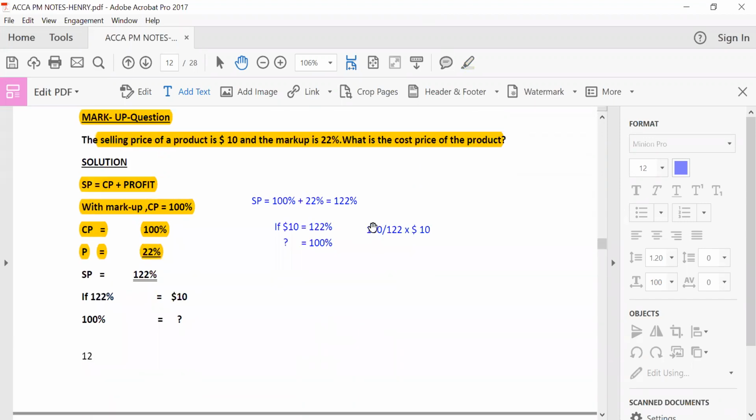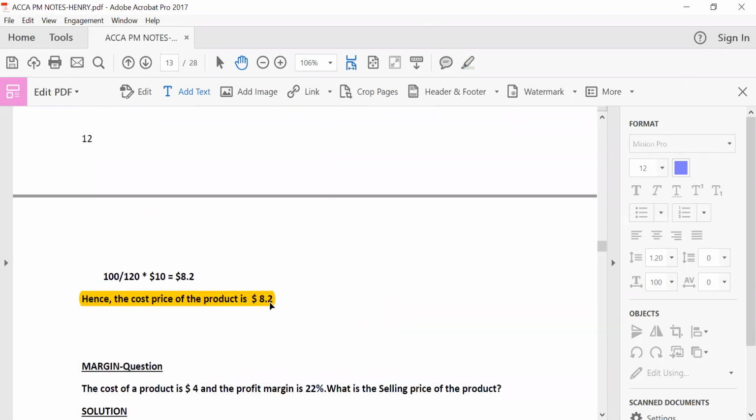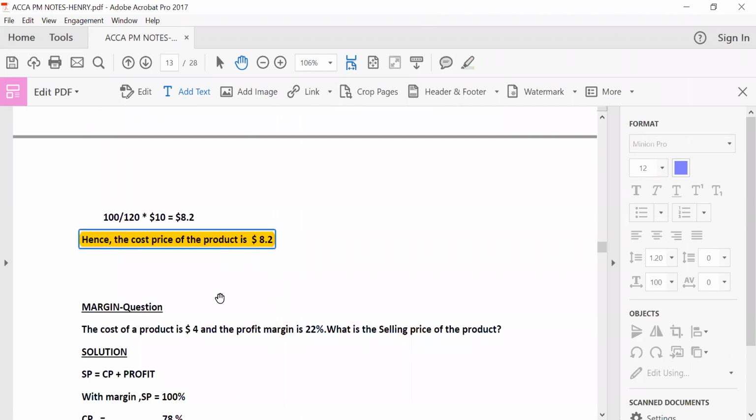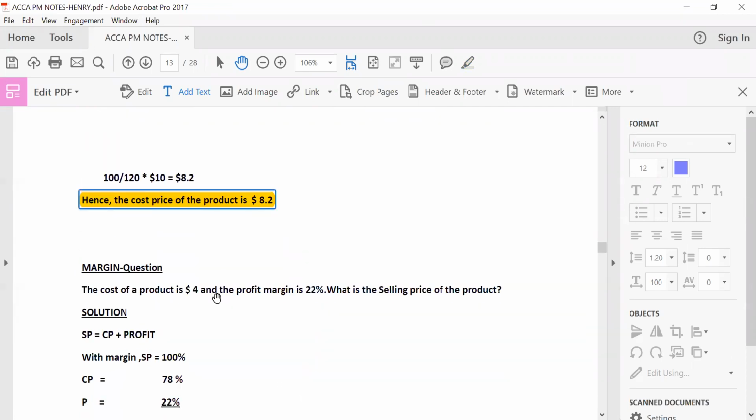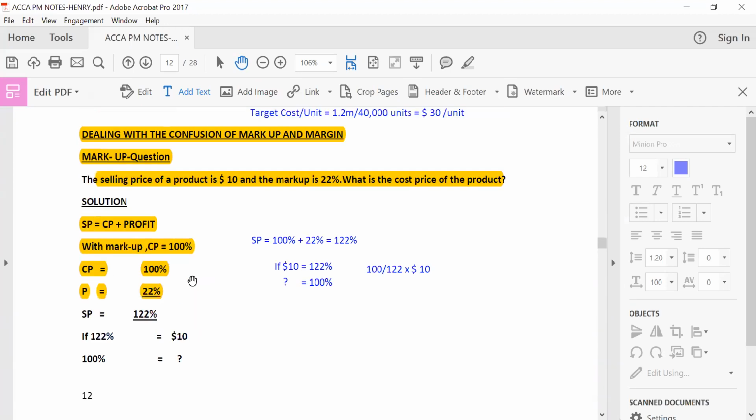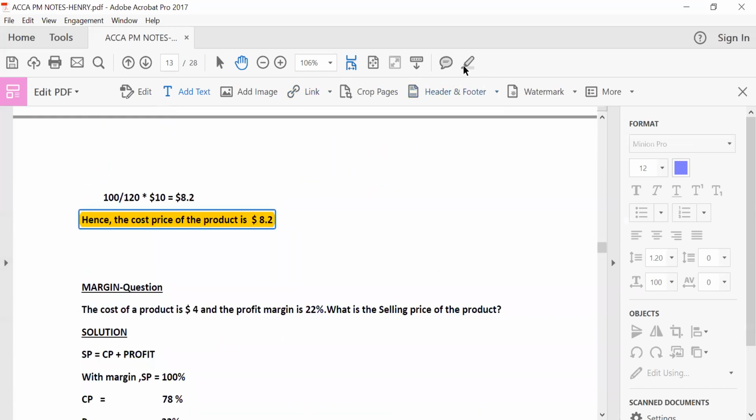Selling price is all the time greater than cost price. So you can see clearly here that the selling price was $10 and the cost price is $8.2, right? If you get an answer equal to that or greater than that, you know that your answer is wrong. So the most important bit I want you to pick up is that anytime we talk about markup, cost price is 100%. Let's move on to the next bit, margin.